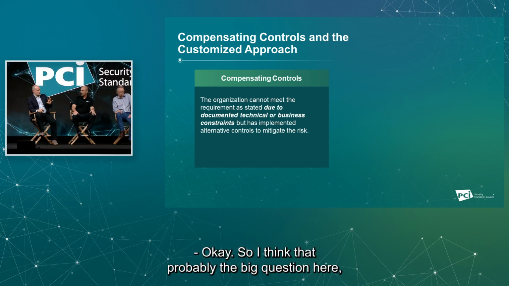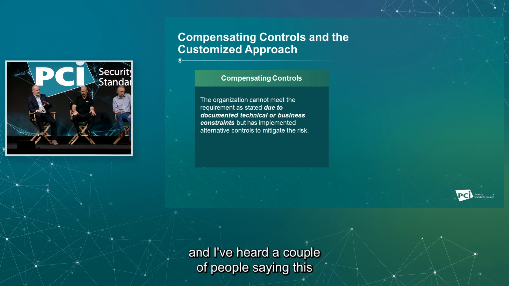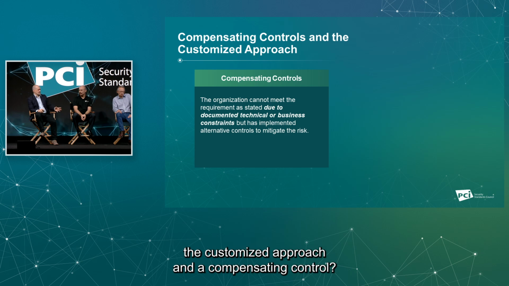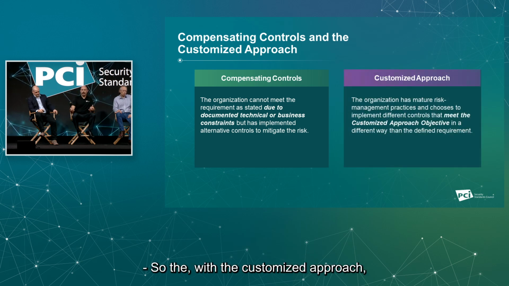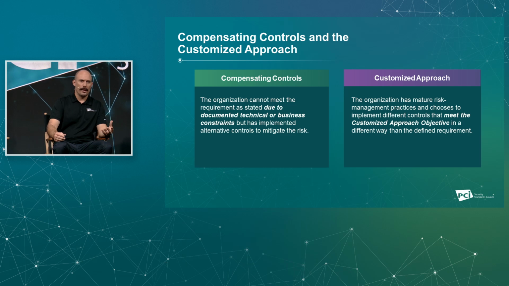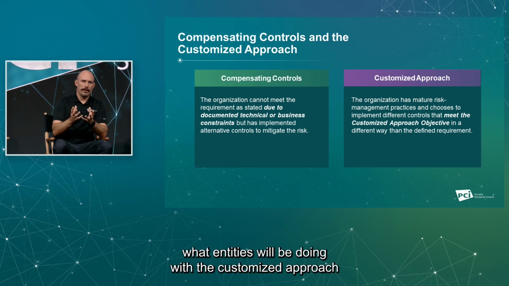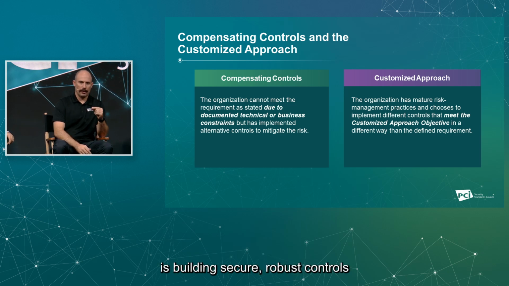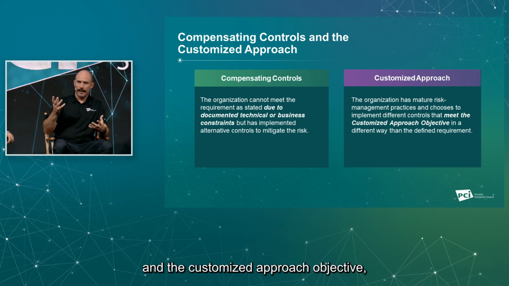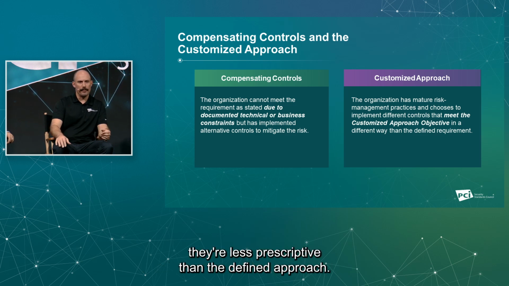Okay, so I think the big question here, and I've heard a couple of people saying this, is what is the difference between the customized approach and a compensating control? With the customized approach, what we don't have is that business or technical constraint. What entities will be doing with the customized approach is building secure, robust controls that meet the customized approach objective. And the customized approach objectives are less prescriptive than the defined approach.